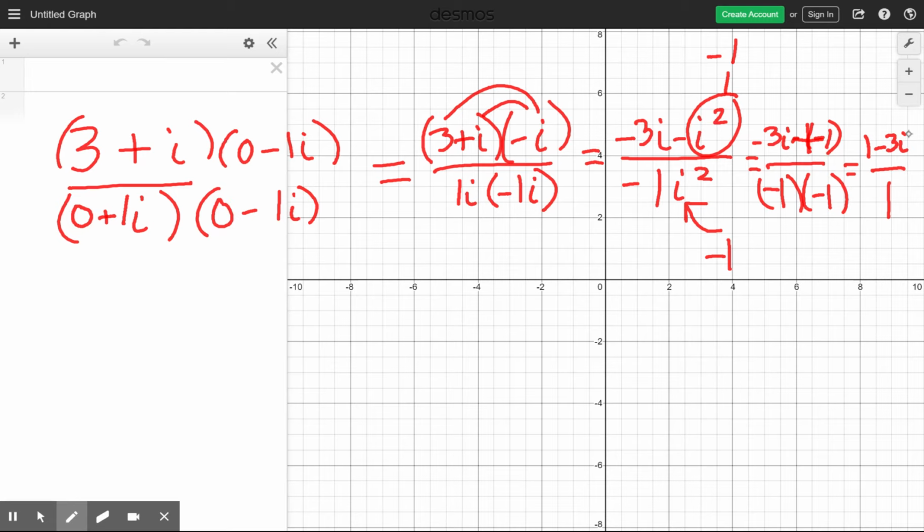And all of that divided by 1 is just simply equal to 1 - 3i. So that is the simplified version of our original problem, where we now have a real number in the denominator instead of an imaginary number. And it is in a + bi form, where we have the real part plus the imaginary part.